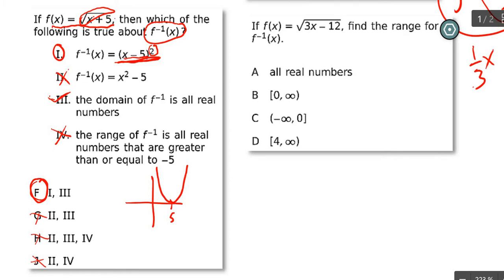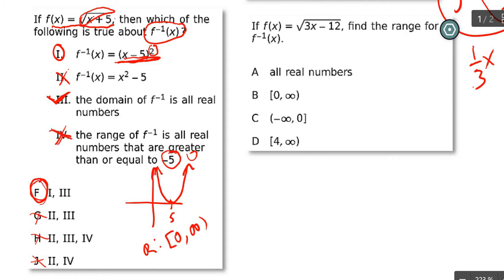Now the domain of this, of course, is all real numbers, because it's a quadratic function. It goes all the way on both sides, from left to right. There's no break. So that makes the domain of this inverse all real numbers, which is true. And then the range of this should be from 0 all the way to infinity. Let's compare that to the range given here. It says the range is all real numbers greater than or equal to -5. That is not correct. It should have been all greater than or equal to 0. So that's why we put this one wrong. So the correct answer is F.